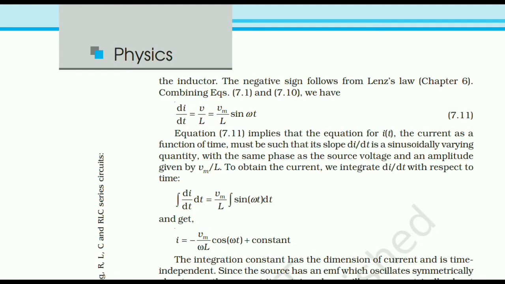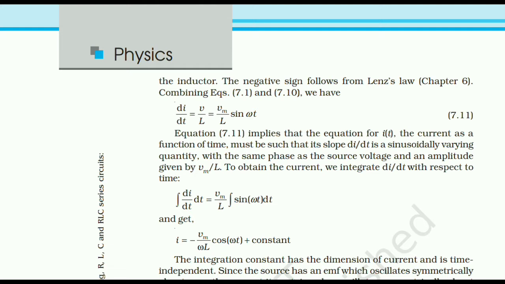Combining the equations, we have di upon dt equals V upon L, which is equal to Vm sin omega t upon L. The equation implies that for a time-varying current, the current as a function of time must be such that its slope di upon dt is a sinusoidally varying quantity with the same phase as the source voltage, and an amplitude given by Vm upon L.